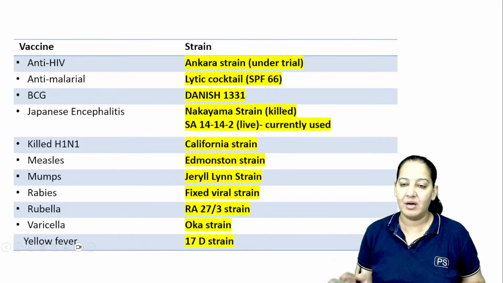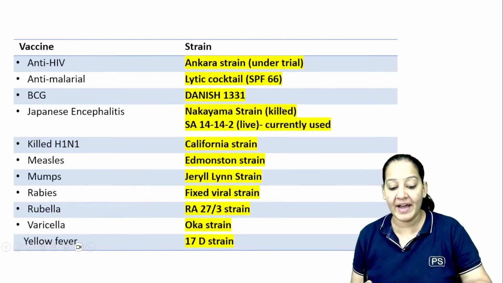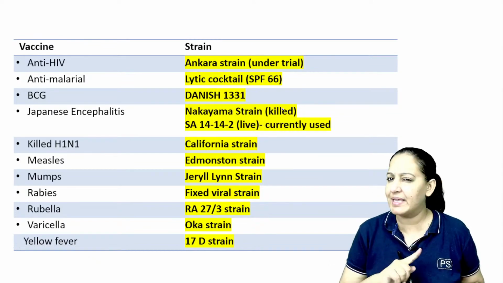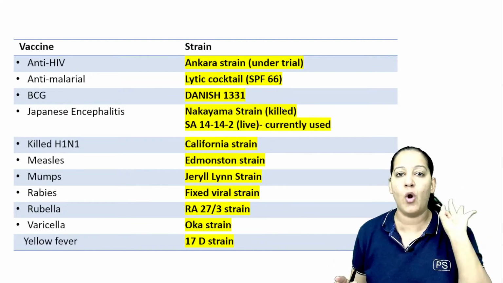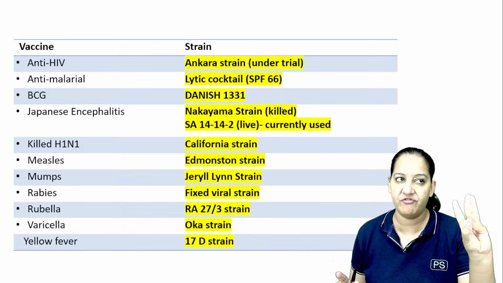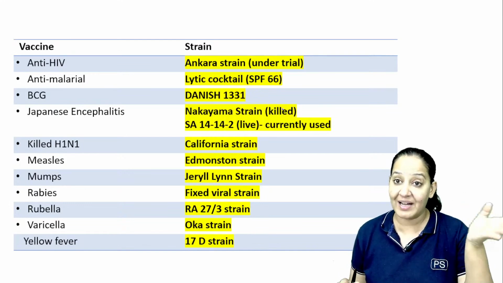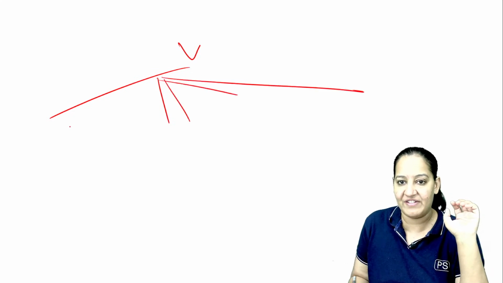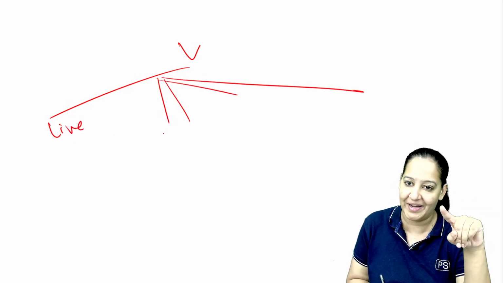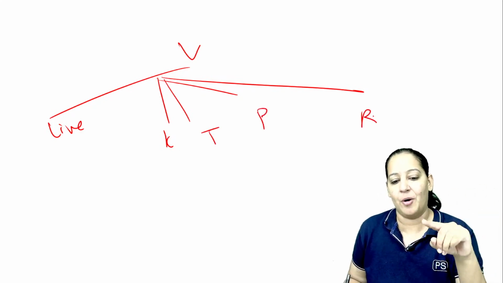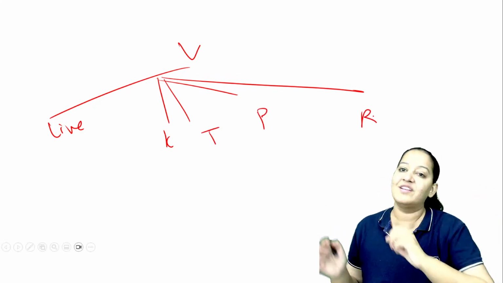You have to learn the strains of all the vaccines. In the morning, I taught you vaccines. If you are attending and following me since morning, I taught you vaccines in detail. Who coined the term vaccine? Who coined the term vaccination? Who discovered the first vaccine? Who is the father of immunology? After that, I taught you the classification of vaccines. We divide vaccines into 5 categories: the live attenuated vaccines, the killed vaccines, the toxoids, the polysaccharide, and the recombinant. And I told you the mnemonic to learn in each category.